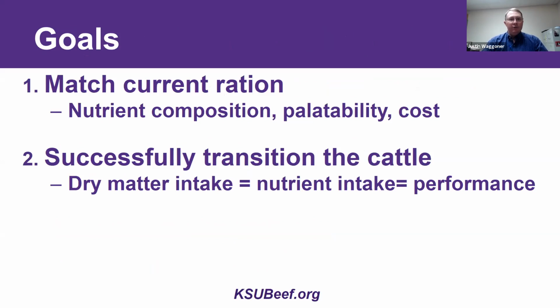Now, as I look at inclusion of an alternative ingredient, really, I have two goals. My first goal is that I'm going to try to match the current ration in terms of its nutrient composition, as well as the palatability of that ration. And we also need to be sensitive to cost and making sure that those changes that we're making are to our advantage from an economic standpoint. The second goal is we also need to successfully transition the cattle onto that ration. And, to me, it's really about dry matter intake. And from a very simple standpoint, dry matter intake on cattle equals nutrient intake, which directly equals cattle performance. So we have to get intake into those cattle to achieve acceptable levels of performance on those calves.